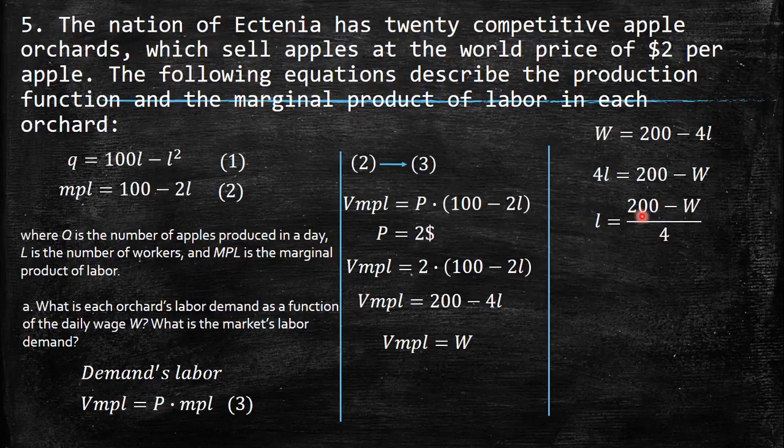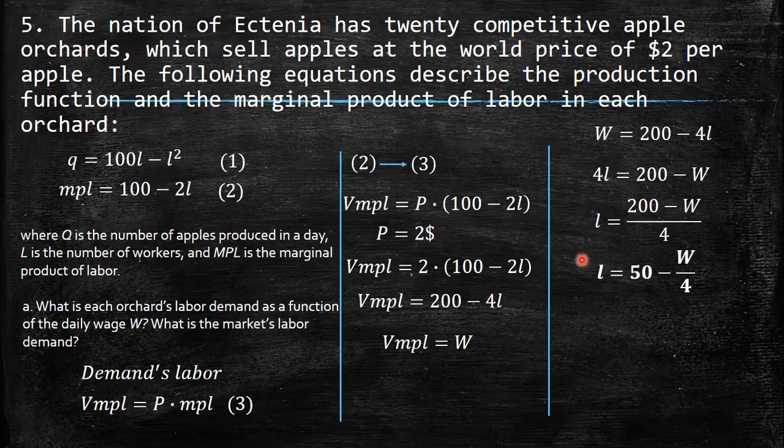So you have here 300 minus W over 4, and remember this 4 goes to both parts, and then you will have 50 minus W over 4. So this is the first question, the labor demand as a function of the daily wage.